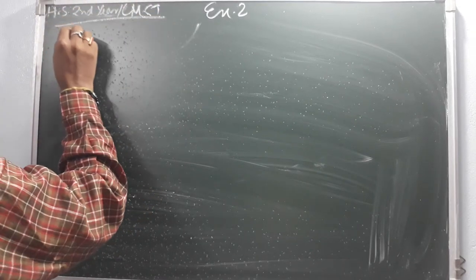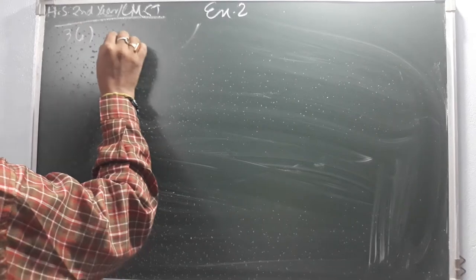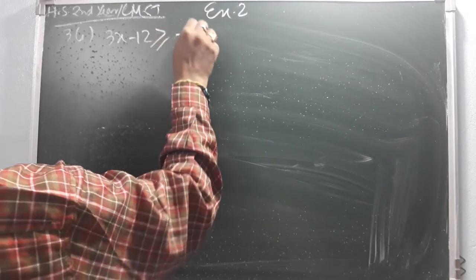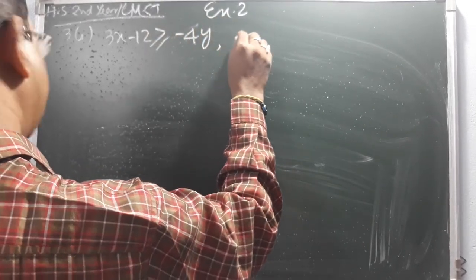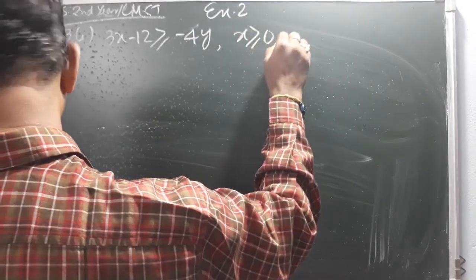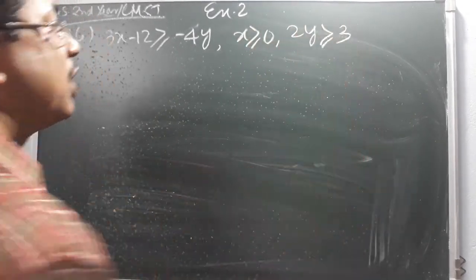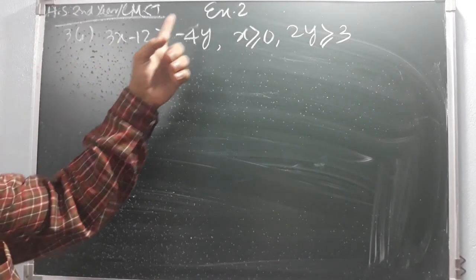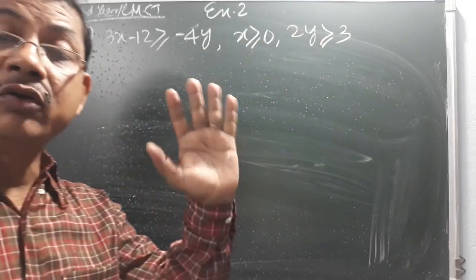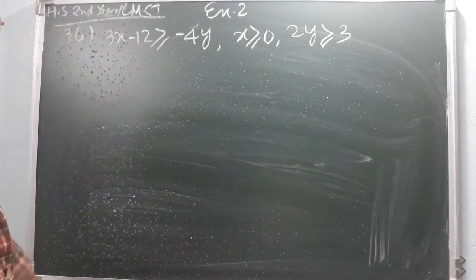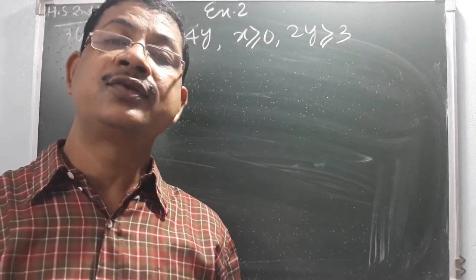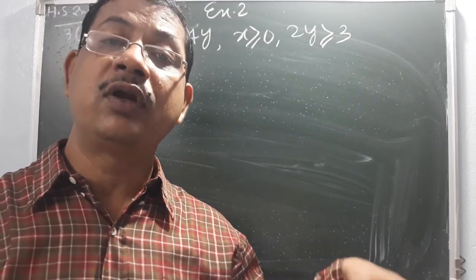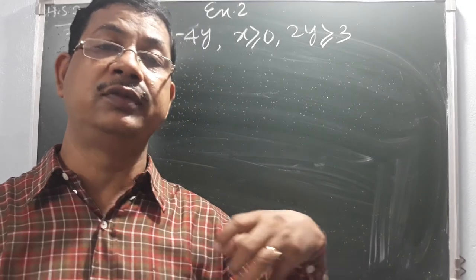Now question number 3 of exercise 2, we are going to do in our CMST class. Question number 3-1, they have asked to find: thrice x minus 12 is greater than or equal to minus 4y, x greater than or equal to 0, and twice y greater than or equal to 3. So 3 inequalities are given, and all are greater than or equal to, so we have no problem. But the equal to sign is given, which means what? They are slack inequalities. So we have to draw the graph of this one, and after taking the graph, we have to find the solution of these 3 inequalities.